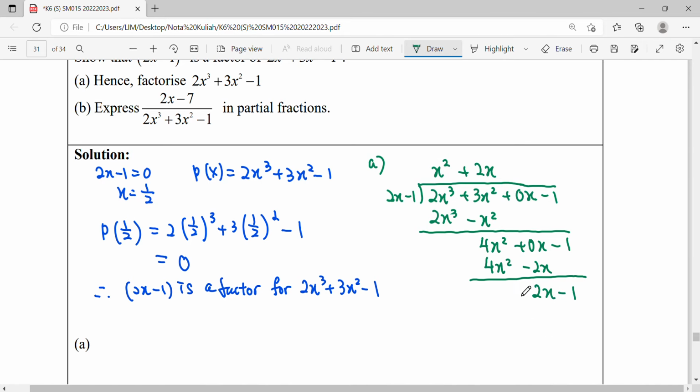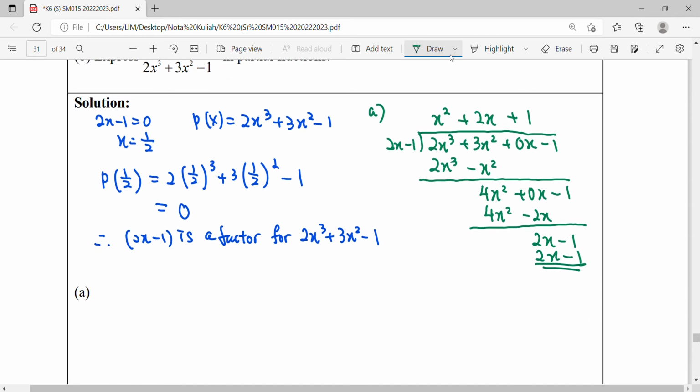You can see linear can still be divided by linear. So 2x is just a multiplier of 1. Expand. So you can notice that if the divisor here is a factor, we won't have any remainder. So from here, we can write our polynomial. Our polynomial equals the divisor 2x minus 1, which is now our factor, times the quotient x squared plus 2x plus 1.